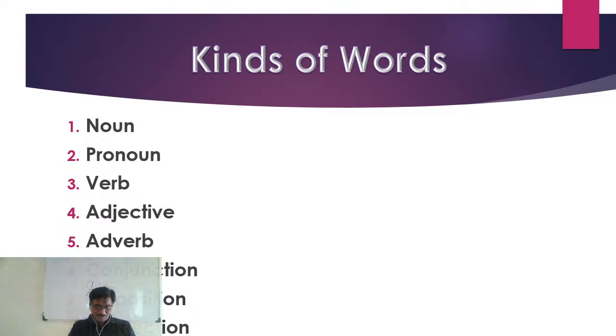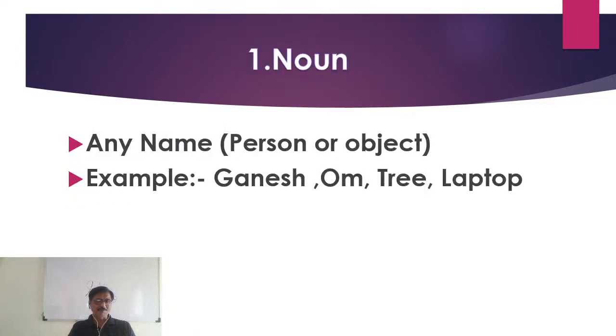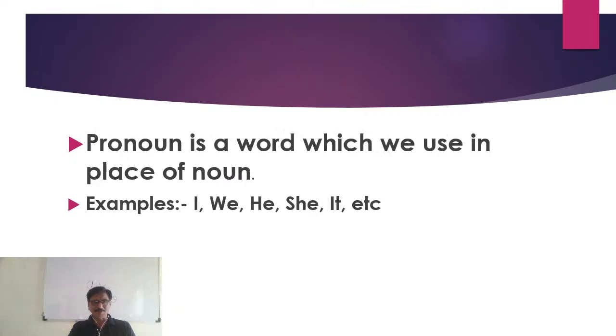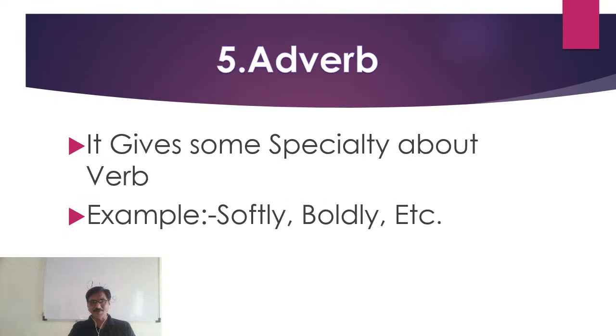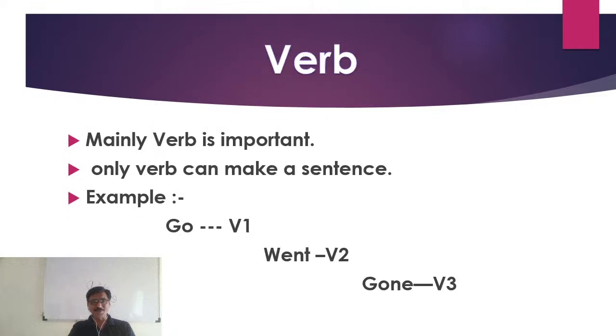So now these are the 8 parts of speech, but today we are going to focus. आज आपण जास्तीत जास्त फोकस करत आहोत ते वर्ब वरती. वर्ब का आपण वर्ब वरती फोकस करत आहोत तर वर्ब म्हणजे क्रियापद, आणि हे क्रियापद असल्याशिवाय आपल्याला वाक्य तयार करता येत नाही.